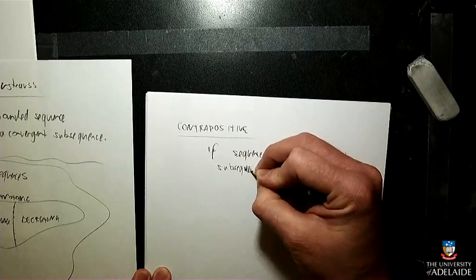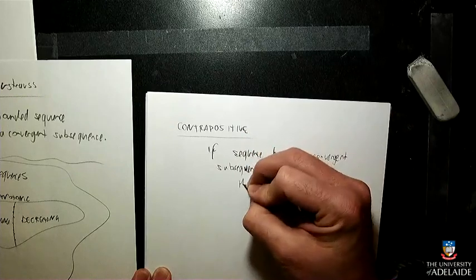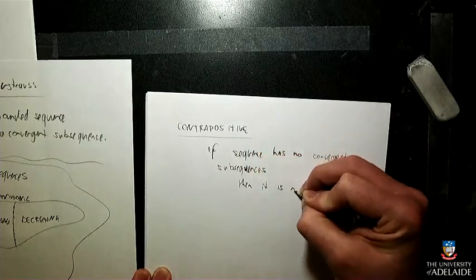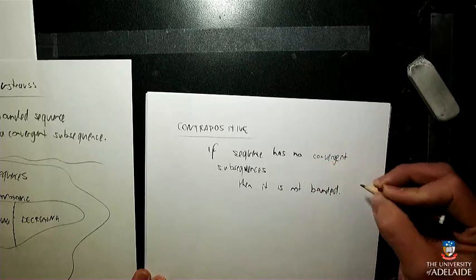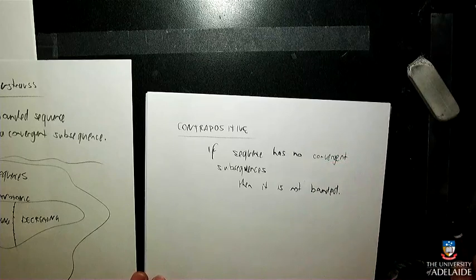So if a sequence has no convergent subsequences, then it is not bounded. So that, you know, is the contrapositive. You say, well, if A then B, which means that if you don't have B, you can't have A. Yeah, which logically makes sense. Cool.